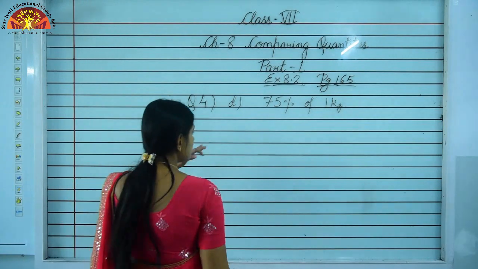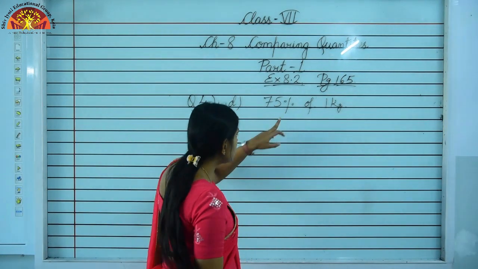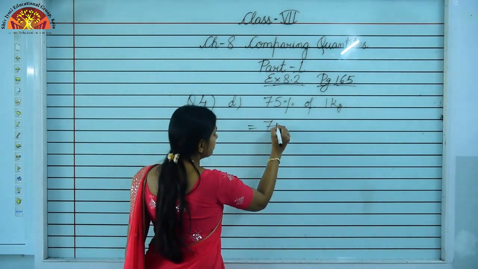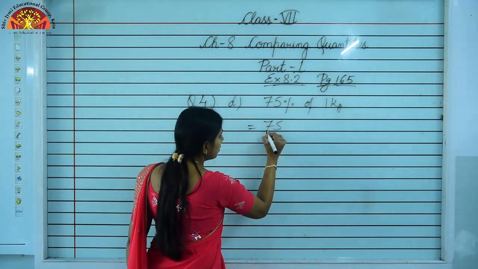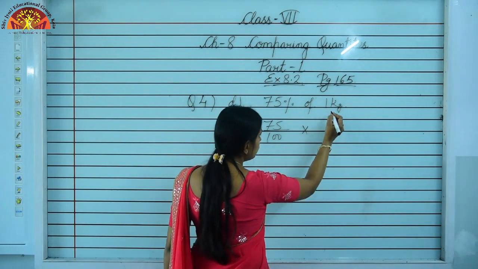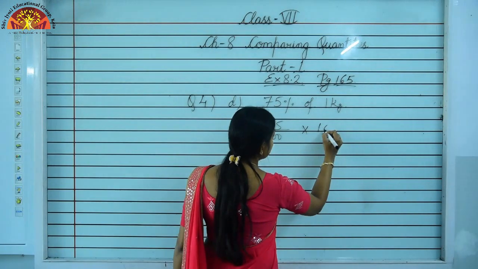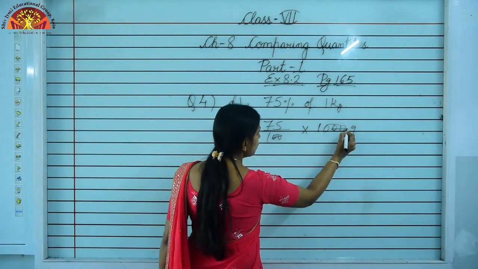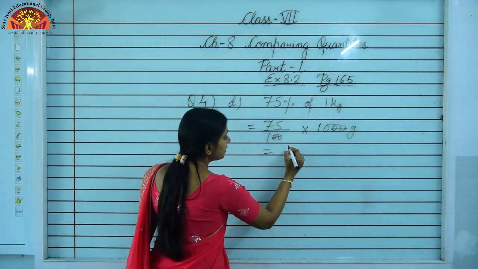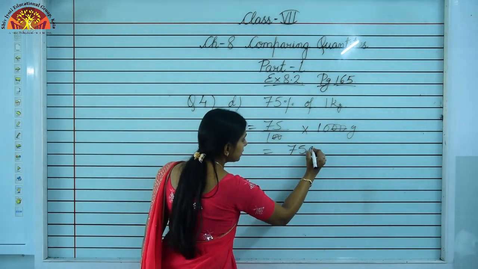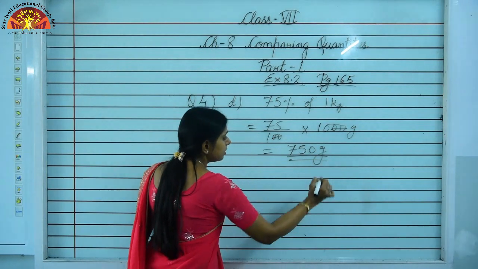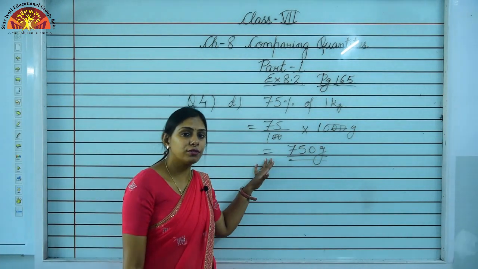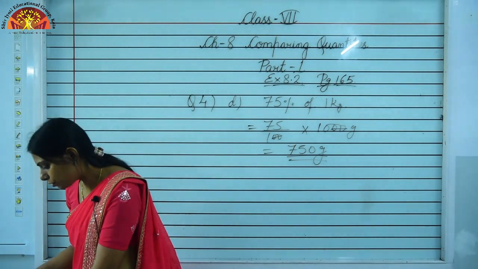अब परसेंटेज है तो सबसे पहले हम इस percent sign को remove करेंगे. So it comes out to be 75 upon 100. Of means it is into 1 kg. 1 kg में कितने ग्राम्स होते हैं? That is 1000 grams. Okay. So 0 0 will cut. So 75 into 10. So your answer is 750 grams. Now just move to the next question.